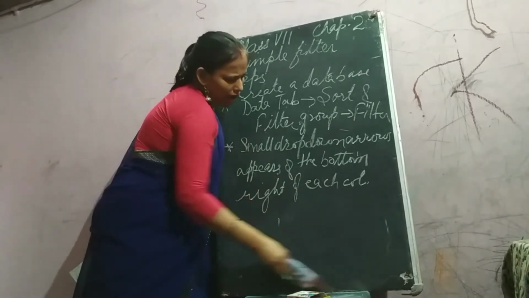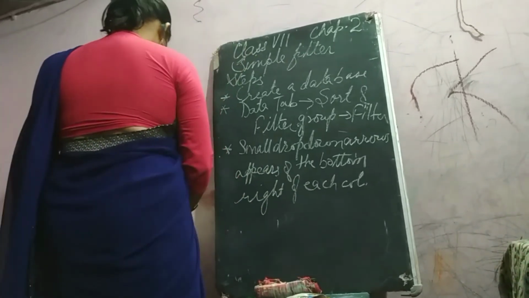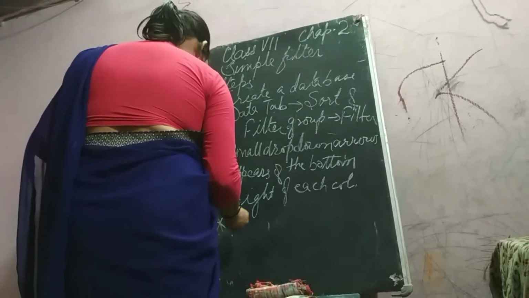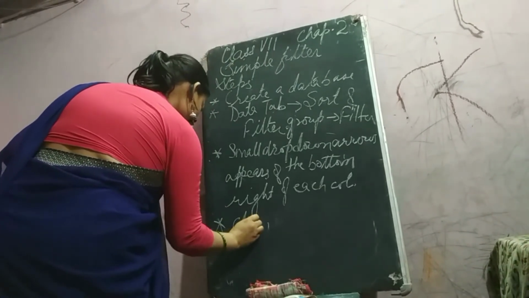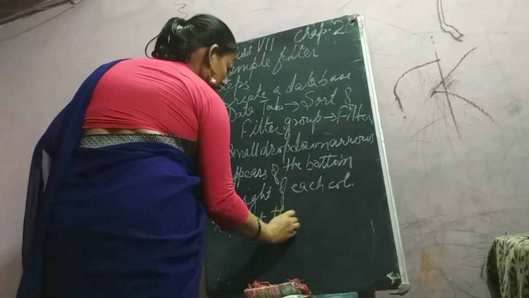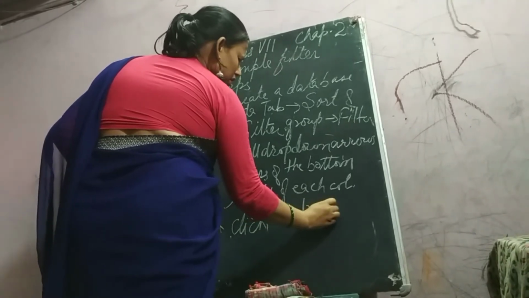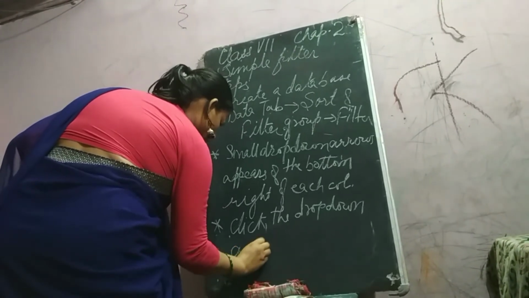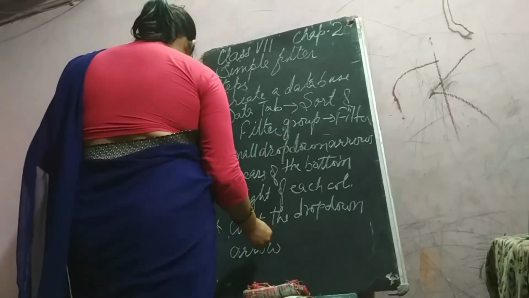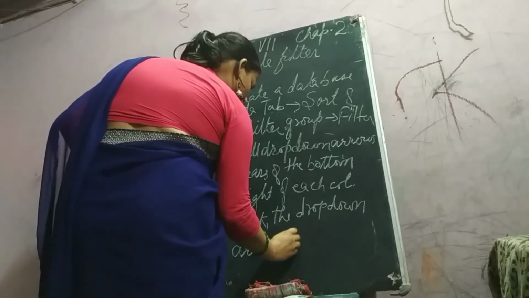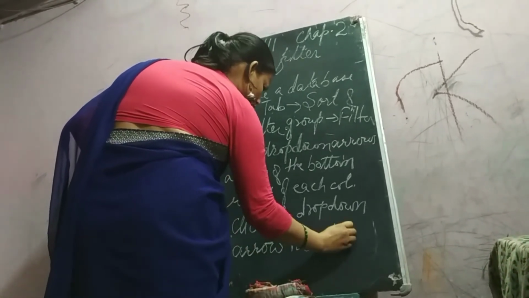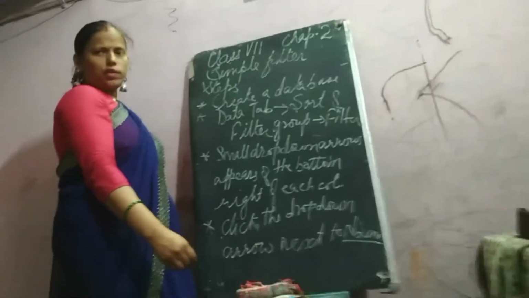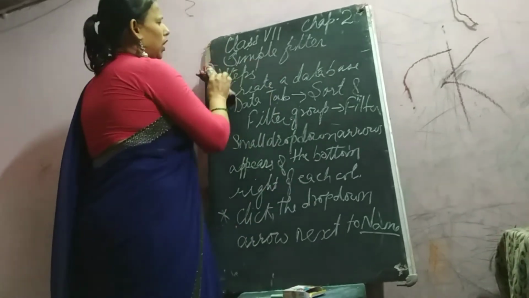After this, what we have to do is click the drop down arrow. Whichever column you want to filter, you can click on that arrow. We are doing it on the name. Next to the name, which column have we taken? We have taken the name column.